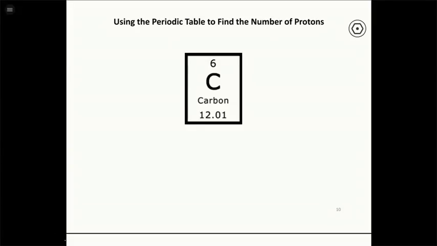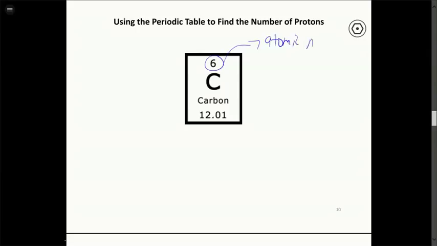And then if you look at how our periodic table is arranged, this number up here, which is always a whole number, this is the atomic number. Okay, so you're always going to have the periodic table in front of you, so you can use it to help you determine the atomic number if it's not given to you directly. Which again, this is the number of protons, and that identifies the element that we're talking about.